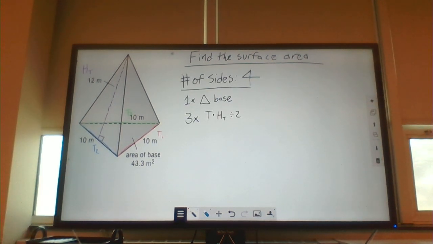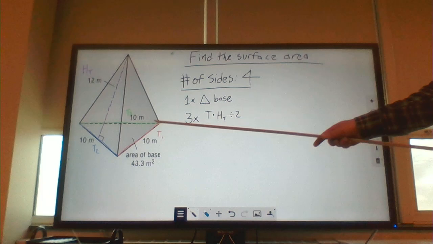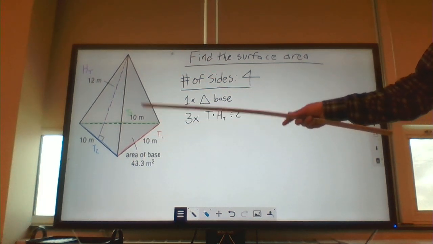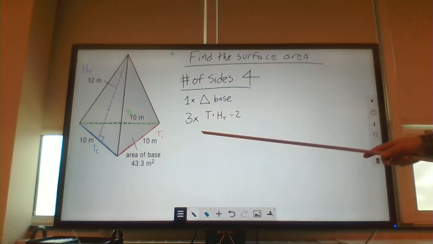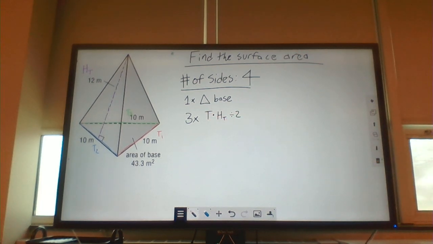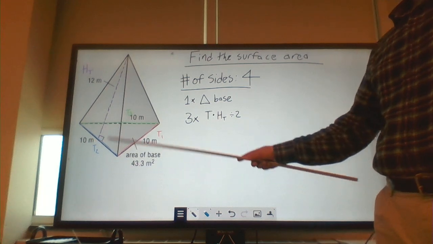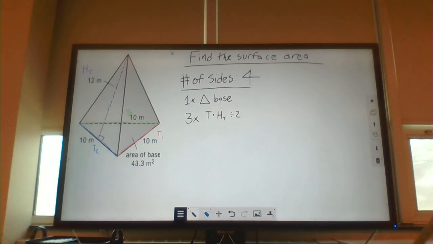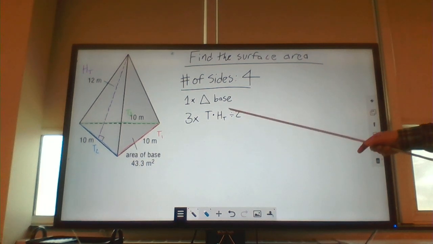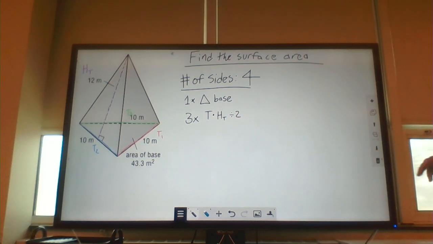So first of all, the number of sides is only 4. We've got the triangular base, and then we've got the 3 side triangles meeting up at the point. Since this is a regular triangle, not only can we assume that the side lengths are the same and the slant heights are the same, but that means that the area of each of those 3 triangular sides is the same. So if we find one, we found them all.